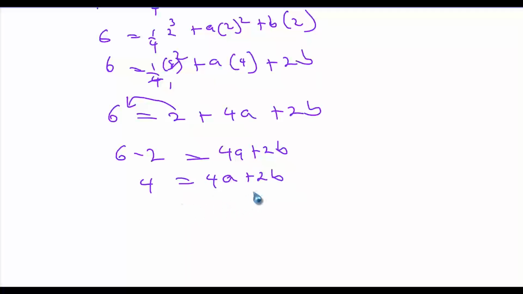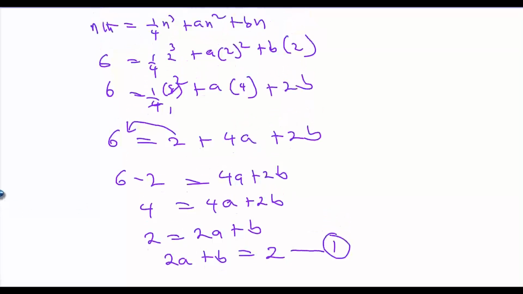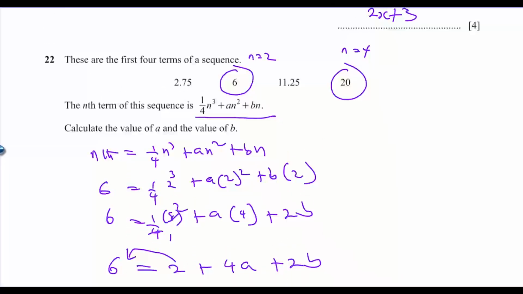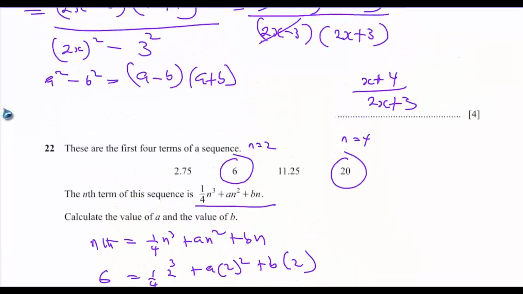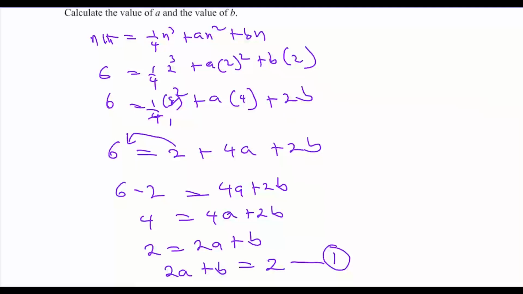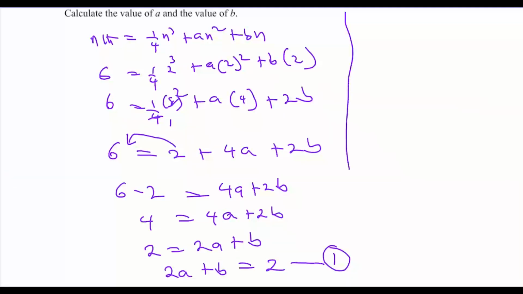So we can reduce this by 2. Let's divide through by 2. We have 2 equals 2a plus b. So we can write this as 2a plus b equals 2. So this is equation 1. Okay, so let's do the same thing for n equals 4. Let's do it side by side.